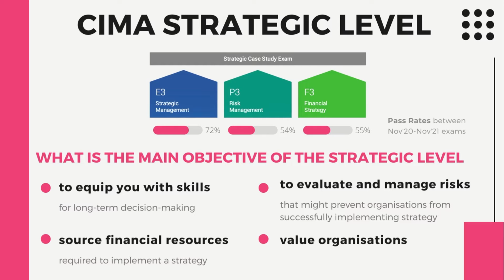So what are these objective tests? First, there's E3, which focuses on strategic management. Then there's P3, which focuses on risk management, and F3, which focuses on financial strategy.